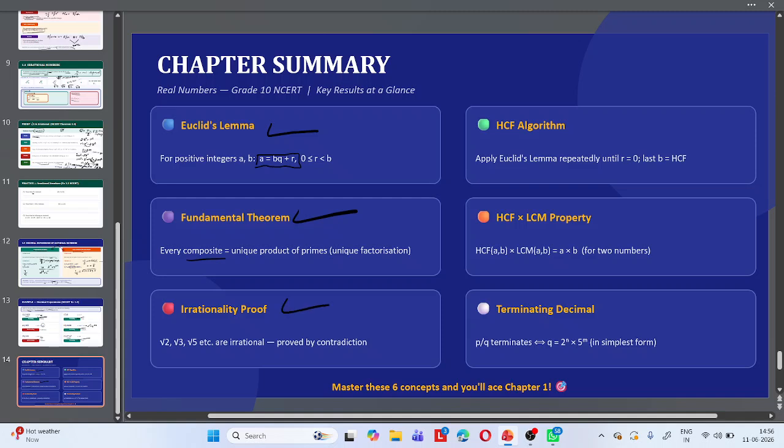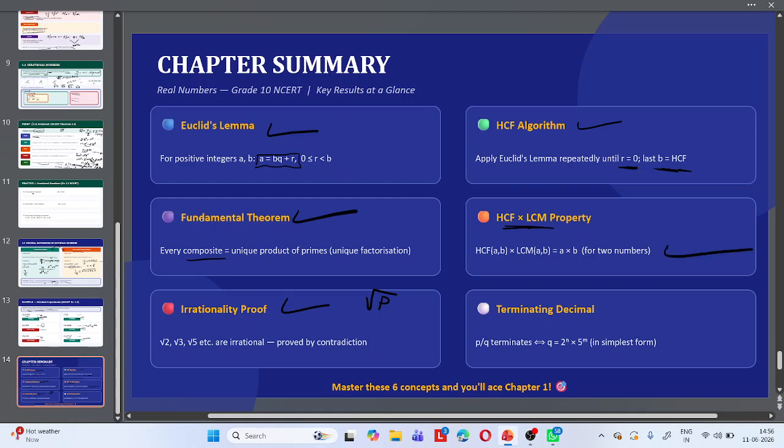Next is irrationality proofs. We know that the square root of any prime is an irrational number, and we learned how to prove it theoretically by contradiction. Then the algorithm, Euclid's division lemma: by doing this repeatedly until we get r as 0, at that stage b becomes the HCF of the two given integers. One more property we learned is that the product of HCF and LCM of any two given integers is equal to the product of those two numbers.